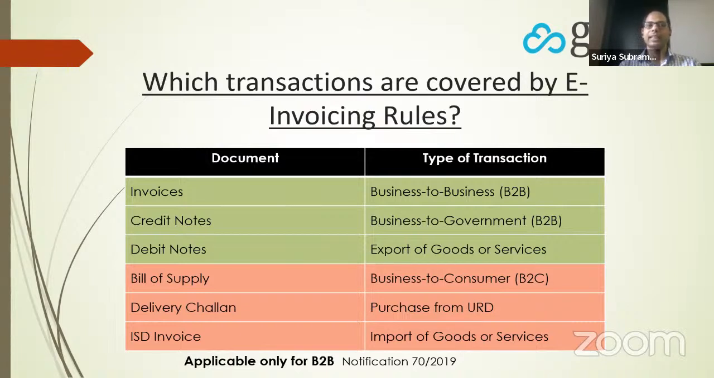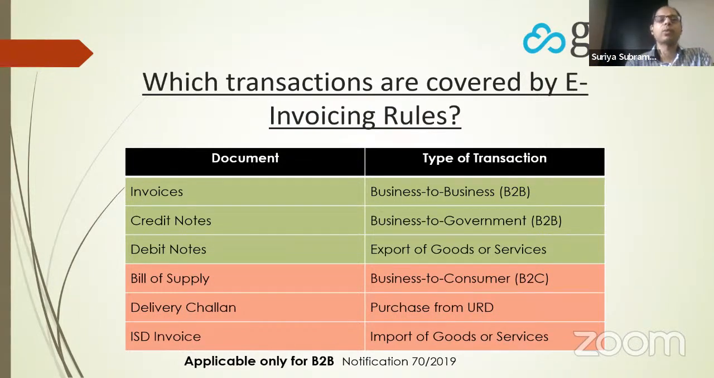Now, there are some transactions for which e-invoicing provision does not apply. If you have a B2C, business to consumer transaction, then whether it is a tax invoice, credit note, or debit note, these transactions are not covered under e-invoicing.